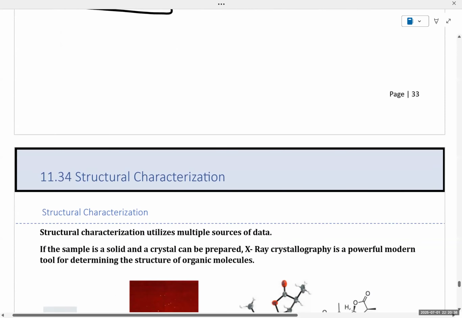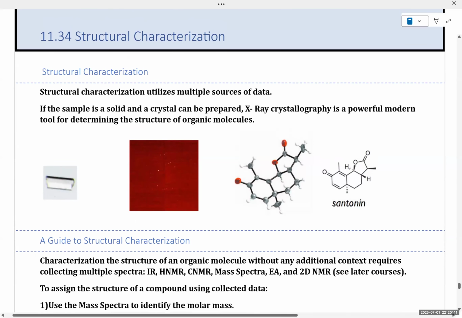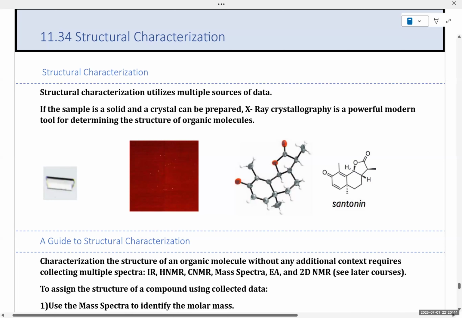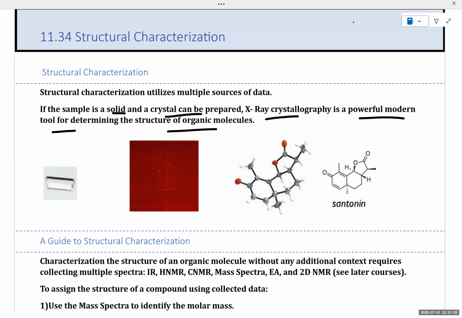Let's do another example, and let's talk a little bit about structural characterization. Structural characterization often utilizes multiple sources of data, either collecting the proton, carbon NMR, along with IR, and other data such as mass spectrometry. One thing I'd like you to note, if the sample is a solid and a crystal can be prepared, X-ray crystallography is a powerful modern tool for determining the structure of organic molecules. You can take a grown crystal, collect the X-ray spectra, and in turn create a reasonable model to assign the structure of your organic molecules.